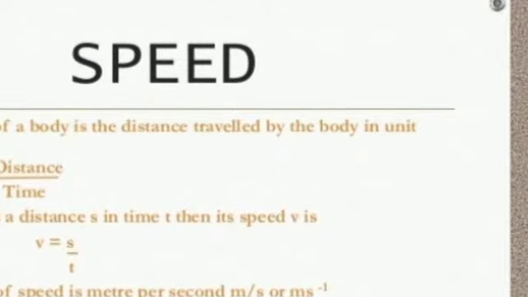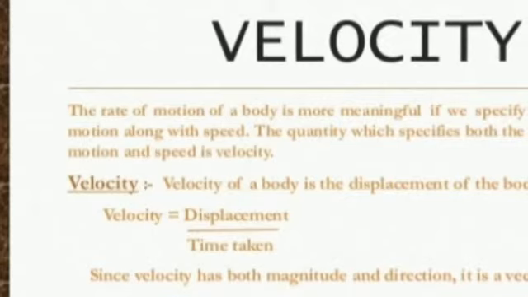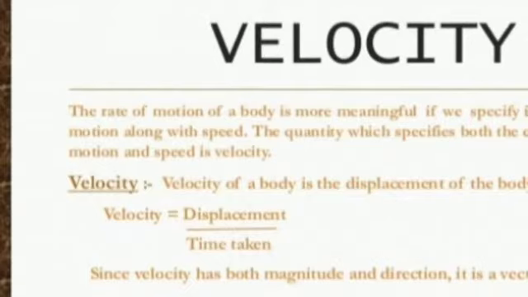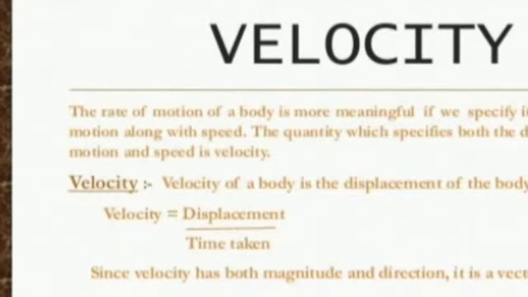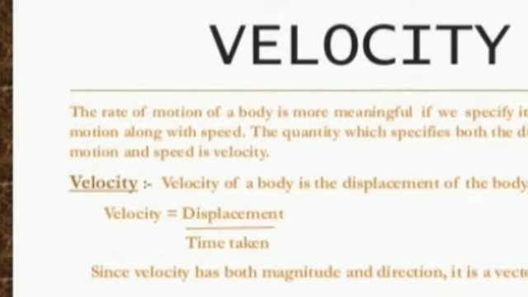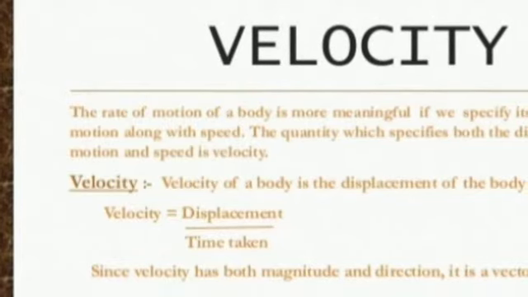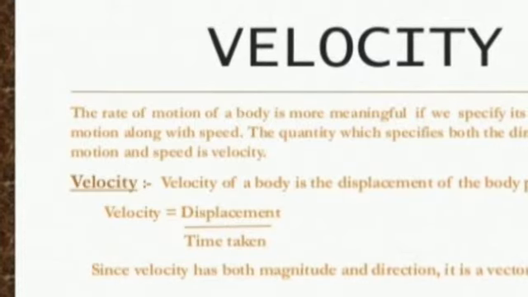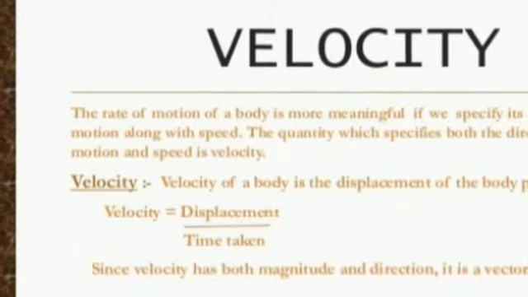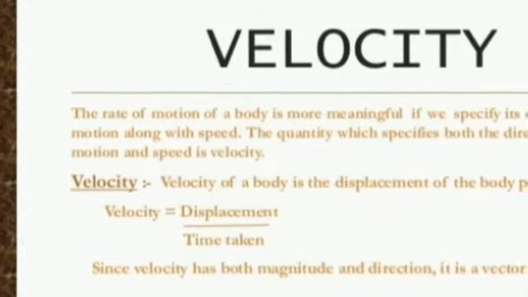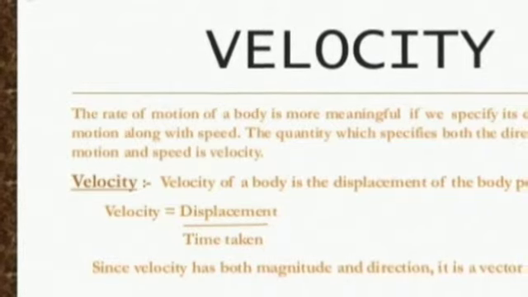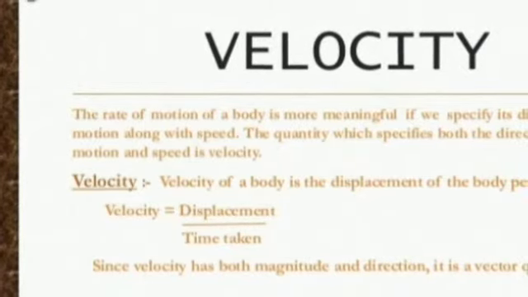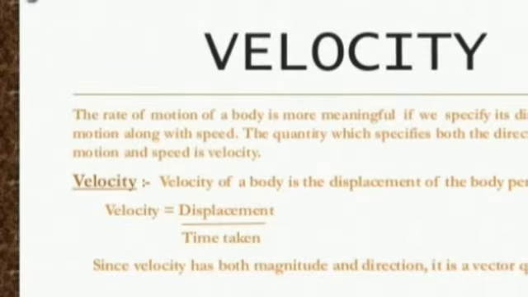Next, velocity. The rate of motion of a body is more meaningful if we specify its direction of motion along with the speed. The quantity which specifies both the direction of motion and speed is velocity. Only one thing you need to understand here, what is the difference between velocity and speed? Previously I said in speed there is only magnitude. In velocity it means speed plus a particular direction.